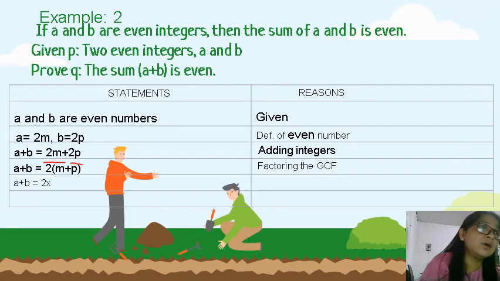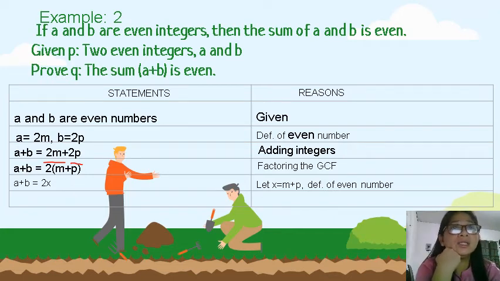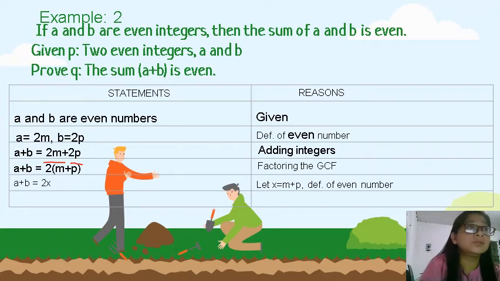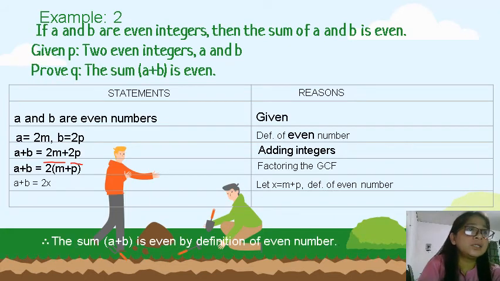And then we have another one, a plus b is equal to 2x. So we will be letting x is equal to m plus p. So pinalitan po natin, sinubstitute po natin yung m plus p ng x. So this is the definition of even number. So as you can see, pinalitan lang po natin yung variable, 2m and then 2x, 2p. So the sum of a plus b is even by definition of even number.